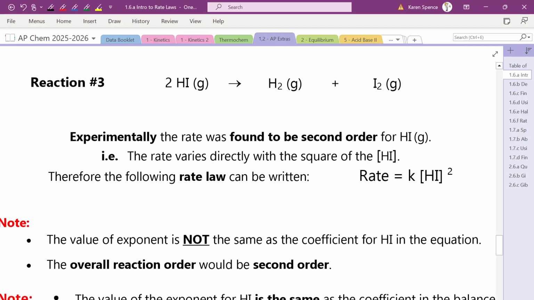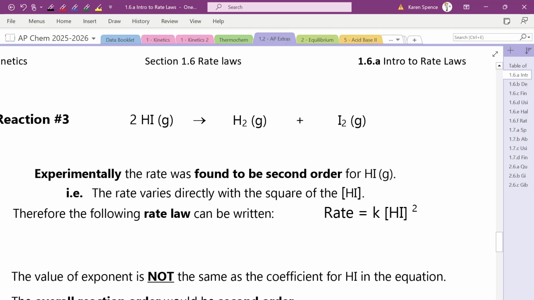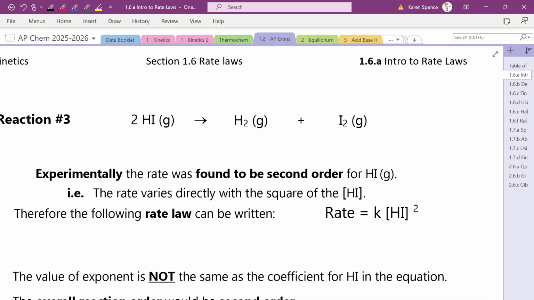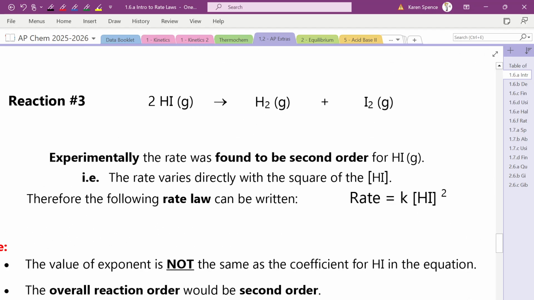Reaction 3. We have one reactant. Experimentally, we've got 2 HI, so we only have one reactant here. Experimentally, the rate was found to be 2nd order for HI. So this means that the rate varies directly with the square of the concentration of HI.